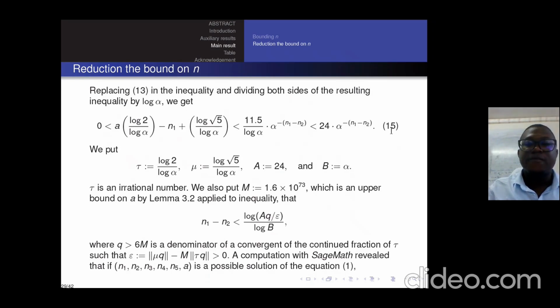Replacing 13 in the inequality and dividing both sides of the resulting inequality by log of alpha, we will get this equation 15. And we put finally tau, which is equal to this, mu is equal to this, A is equal to 24, and B is equal to alpha. And tau will be an irrational number. We also put M, which is equal to 1.6 times 10 to the power 73, which is an upper bound on A by lemma 3.2 applied to the inequality. Then we will finally get that n1 minus n2 will be less than log of A Q over alpha, epsilon.